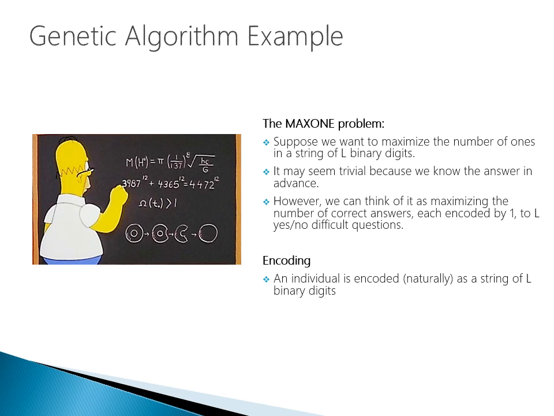As far as encoding is concerned, an individual is encoded as a string of L binary digits. So let's say L is equal to 10 in this case, then I'm going to have 10 bits of information, and if I have the number of 1, you're going to see I'm going to have 9 zeros and a 1.